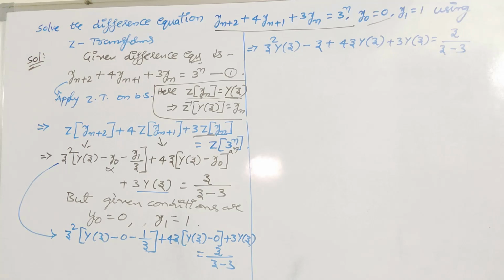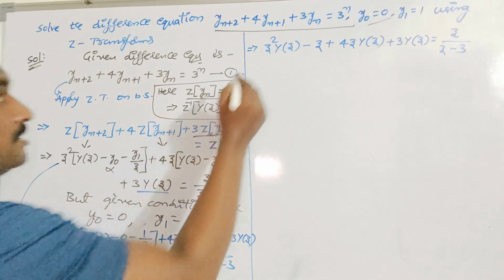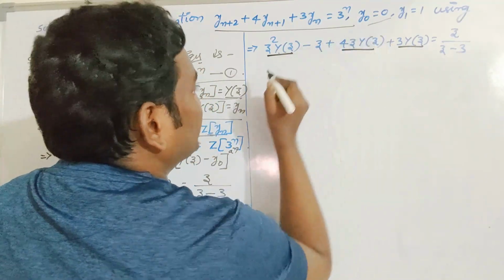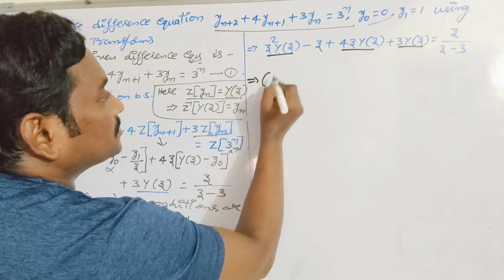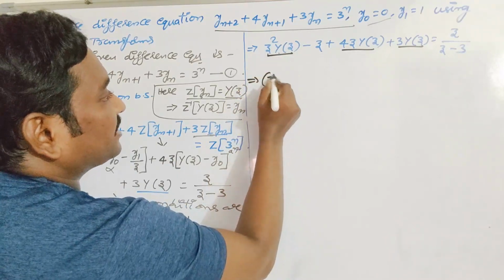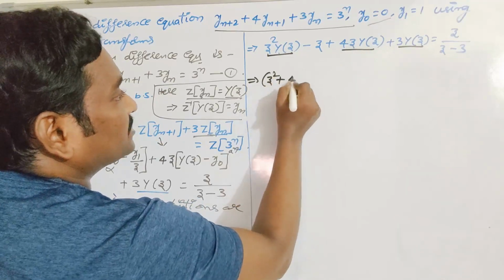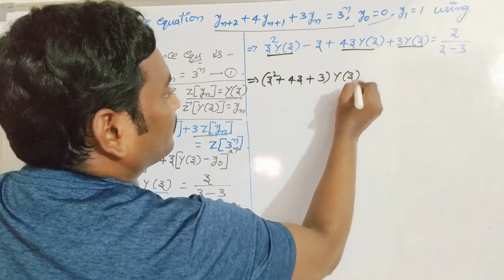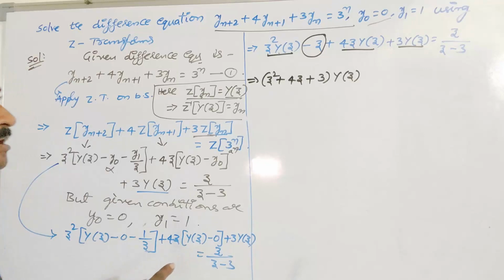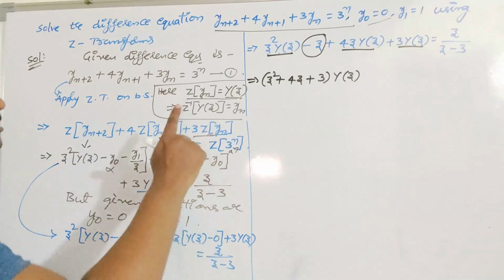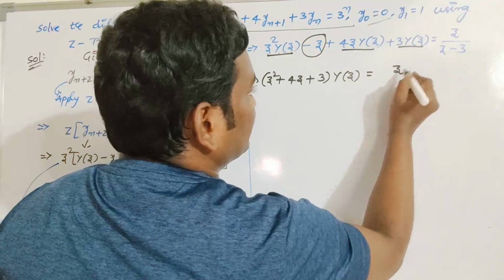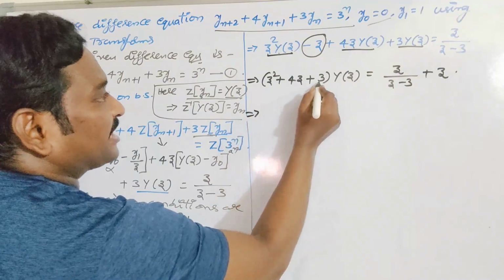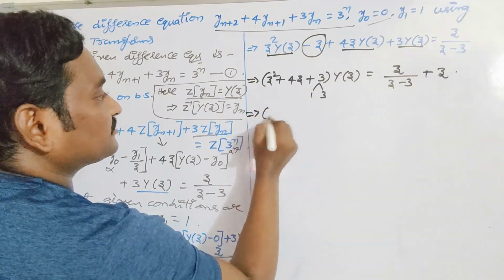We are observing that the first term, the last term and the last but one term have y of z. So take y of z common out. The remaining terms are z square plus 4z, and in the last one you have 3 into y of z. We also observe there is a term which does not contain y of z. You can take that term to the right side, and it becomes positive: z by z minus 3 plus small z. Now write the factors for this one: 1 into 3, 1 plus 3 is 4. So what are the factors?